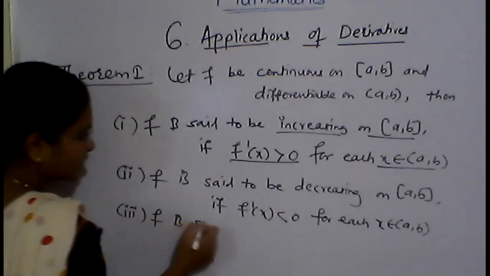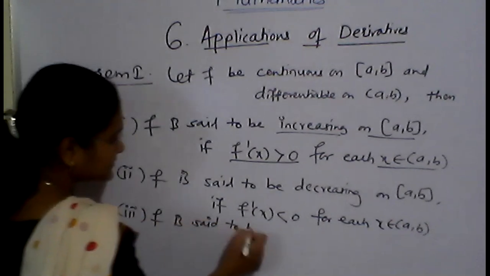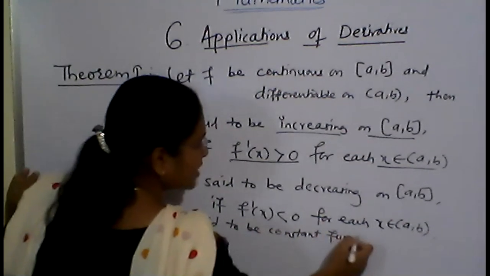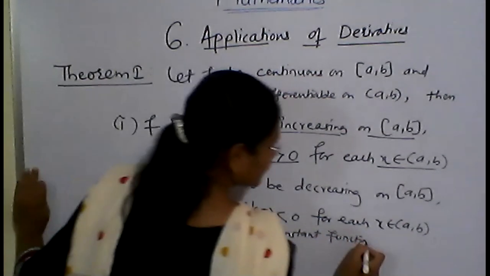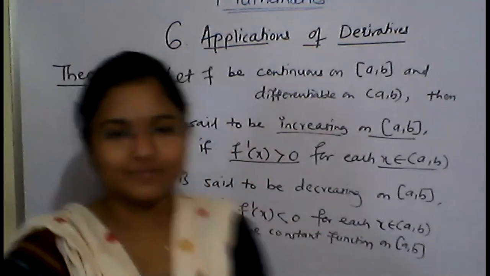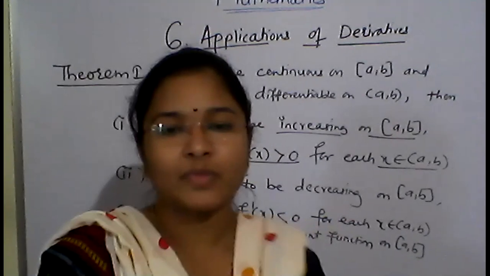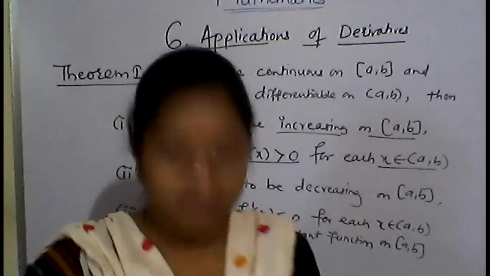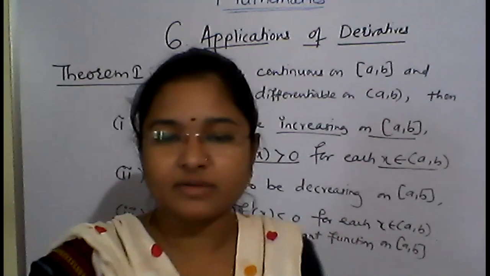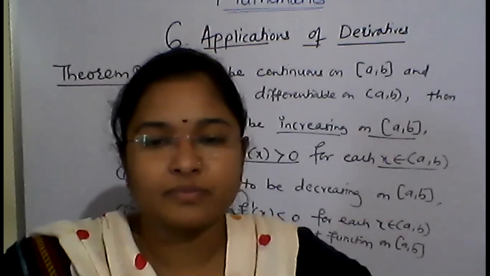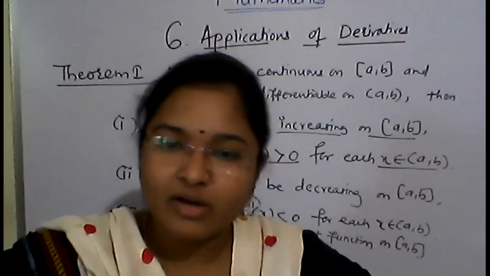Now, the third point I will write here: f is said to be constant function on AB. Then what will be the condition? Tell me quickly. What is the condition for constant function? What is the derivative of constant function? Tell me. 0. 0. Are you getting now?